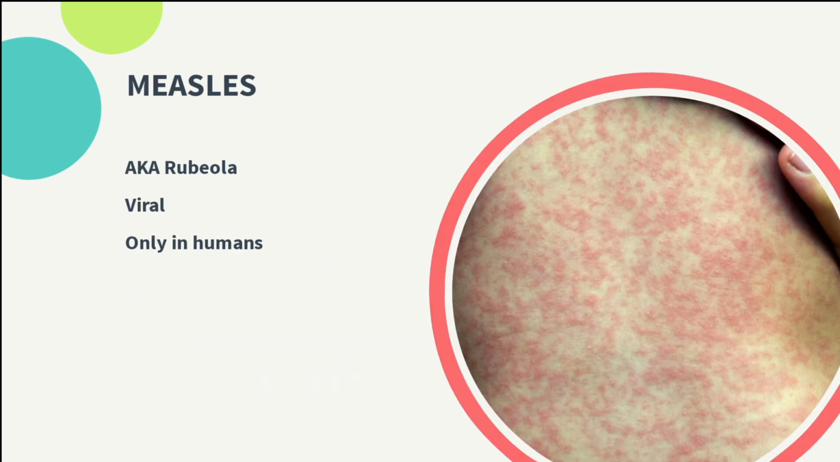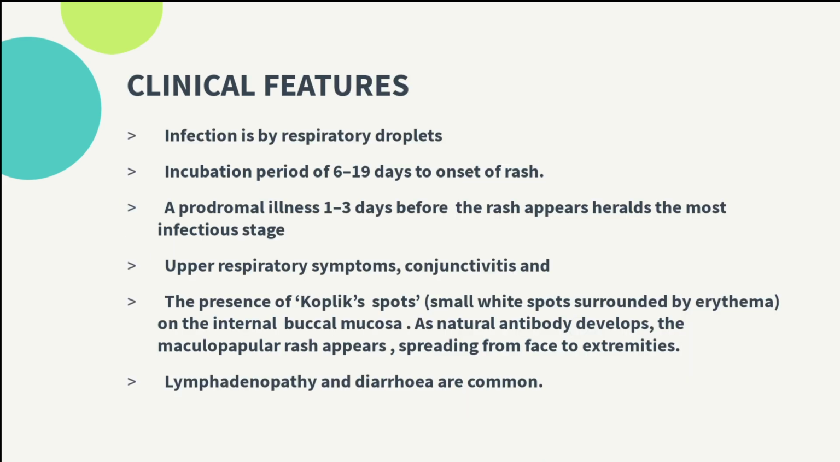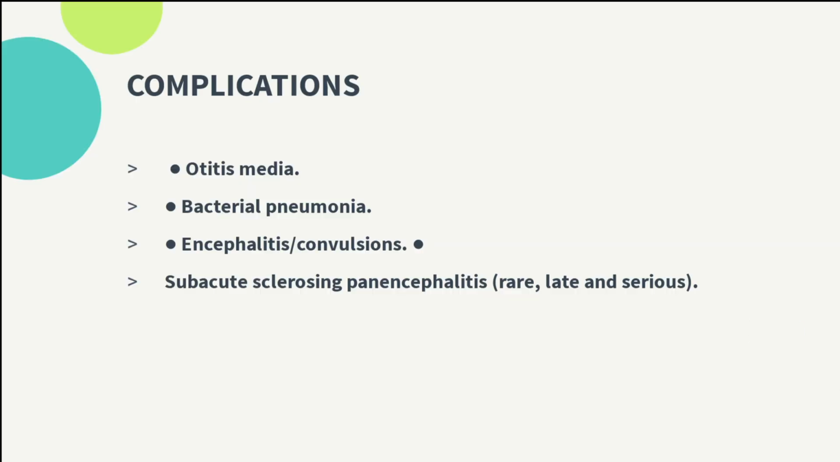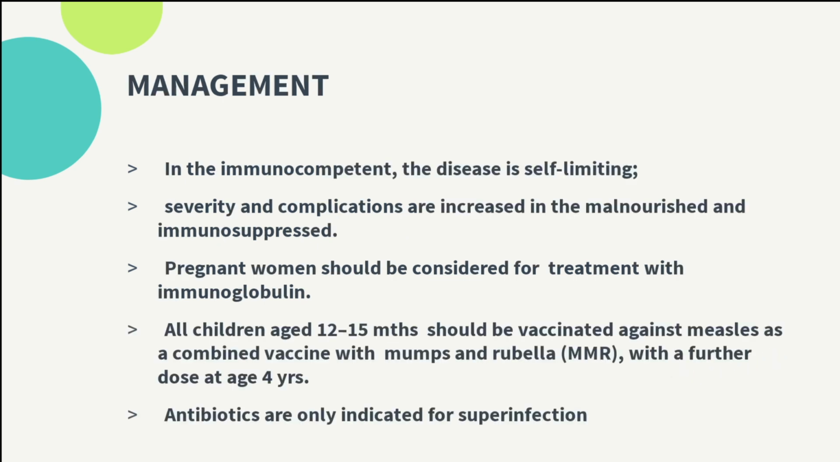In this figure you can see the maculopapular rash, and lymphadenopathy and diarrhea occur. This is the figure showing Koplik spots. There will be these white spots surrounded by redness or erythema. Complications are otitis media, bacterial pneumonia, encephalitis, and subacute sclerosing panencephalitis.